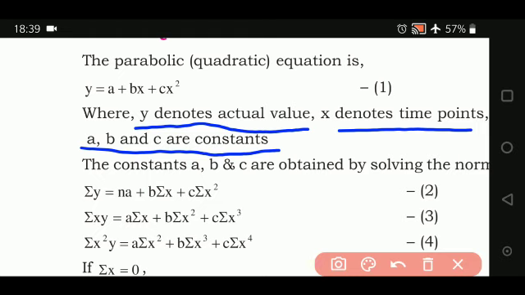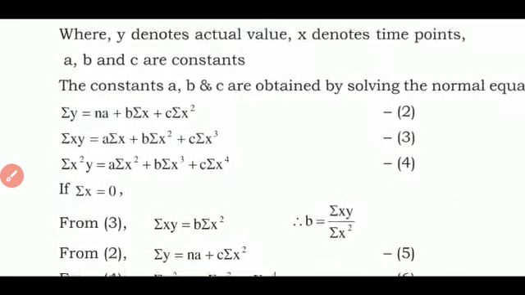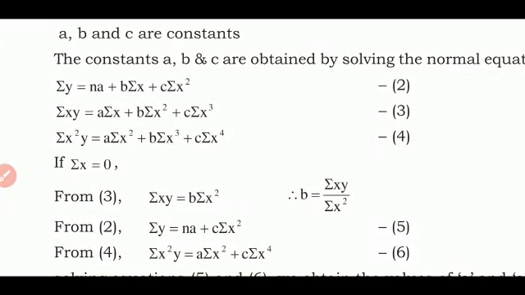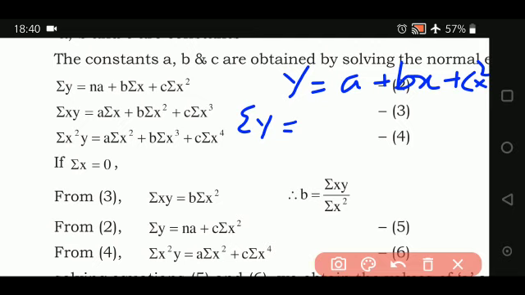Because there are three constants here, you will be having three normal equations, and the process is exactly the same as to how to derive the normal equations. Now how do we derive the normal equations? Now see, this is your quadratic equation, y is equal to a plus bx plus cx square. Now the same equation, what are we going to do? You make it summation y is equal to na plus b summation x plus c summation x square.